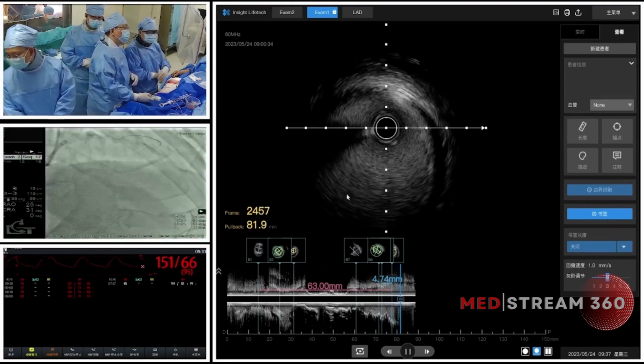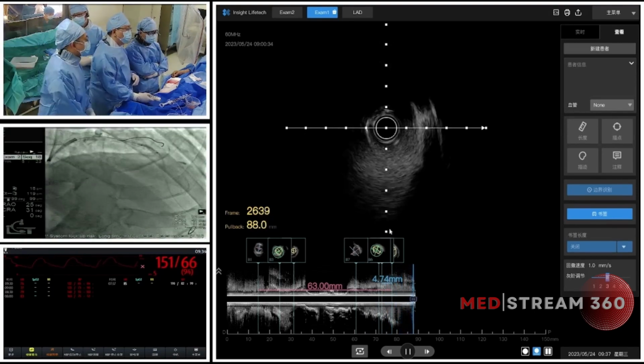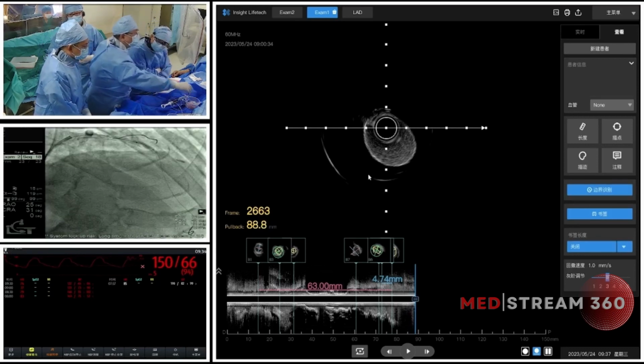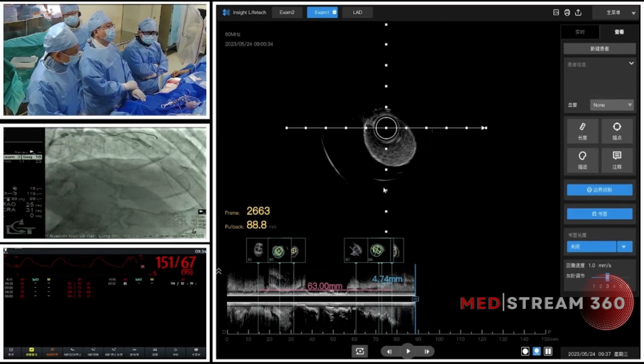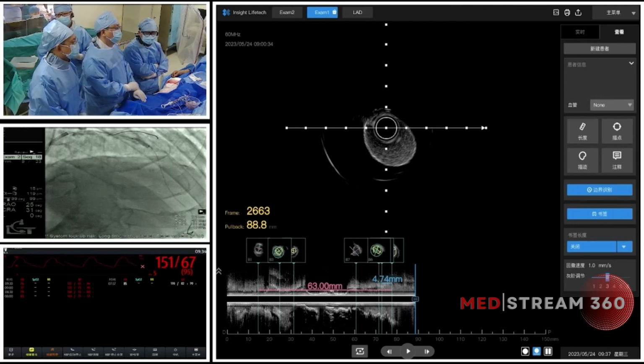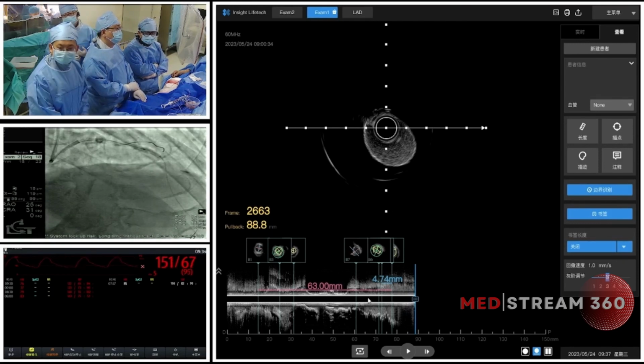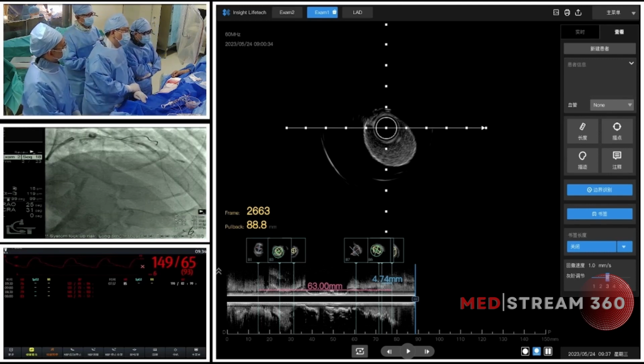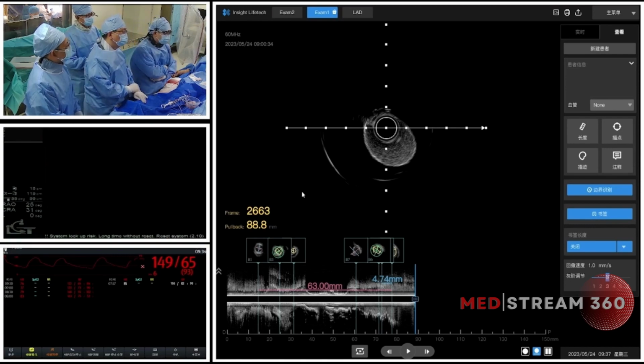Now we can see the left main is healthy, and I want to ask Dr. Gong, do you want to have a provisional strategy or an accurate positional strategy? The whole lesion length is 36.3 millimeters. After the first intravascular imaging, we performed IVL.